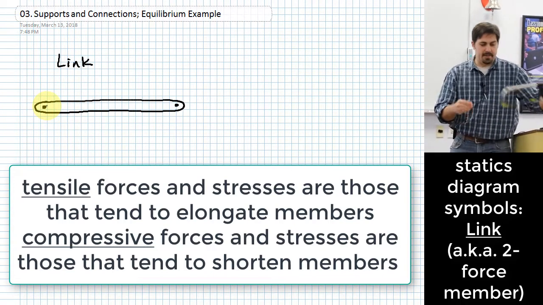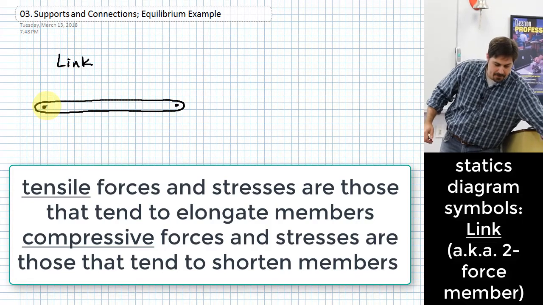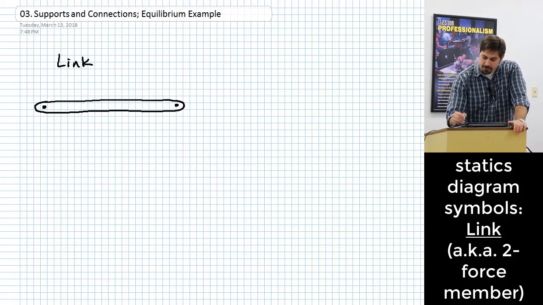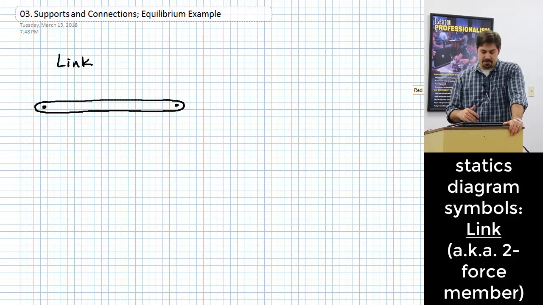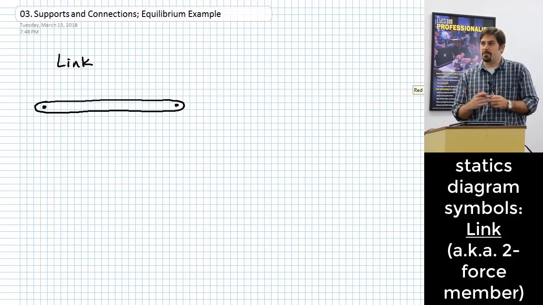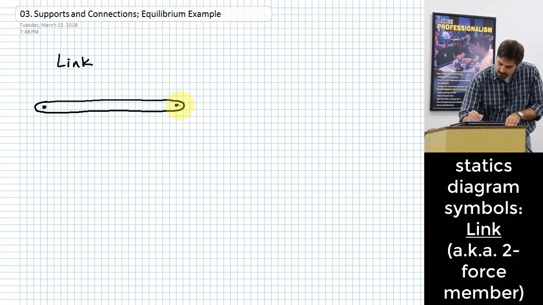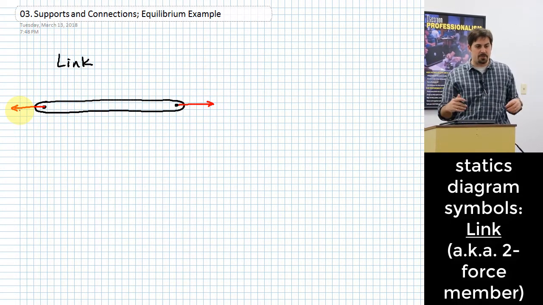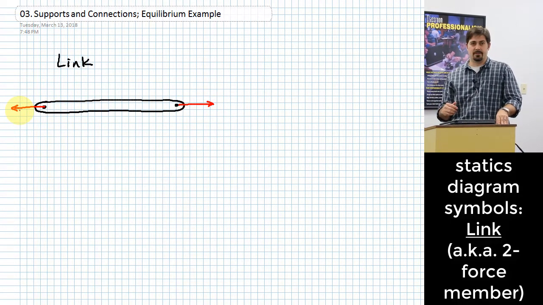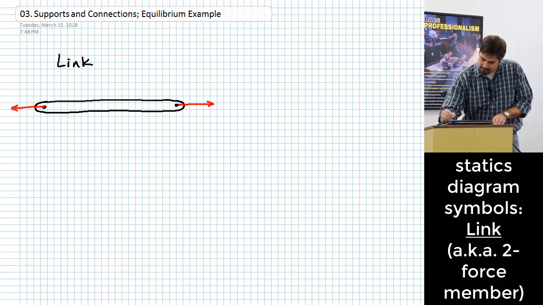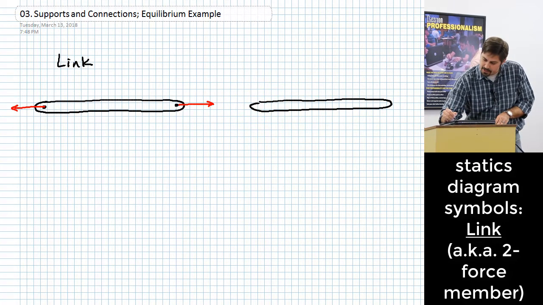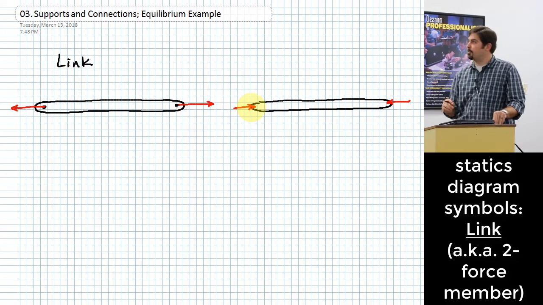So something like this is a link. If you have a situation like this where you have pins on both ends and there's no other forces acting on the body anywhere else, then the only kind of force that can be carried in this thing is either a straight elongation kind of a thing, right, a straight tensile force, or what's the other possibility? Straight compressive, right? If these are the only two forces applied to it, and there are no other forces applied to it, these are the only two ways that you can have equilibrium for a part like this.